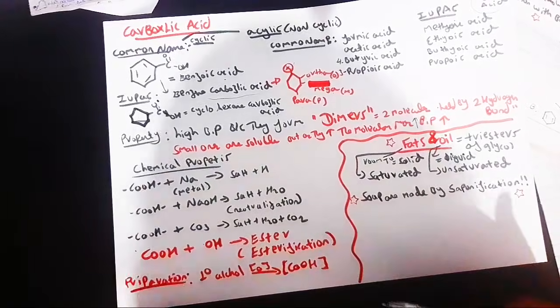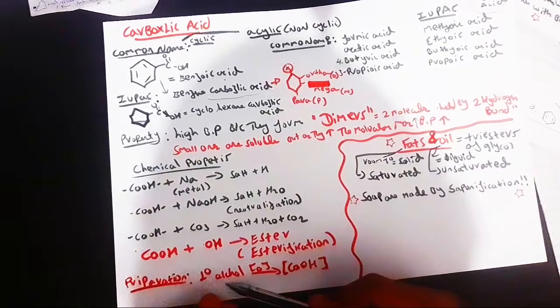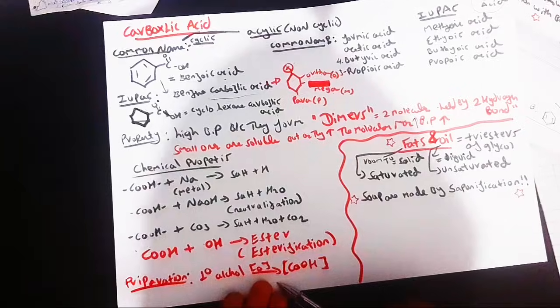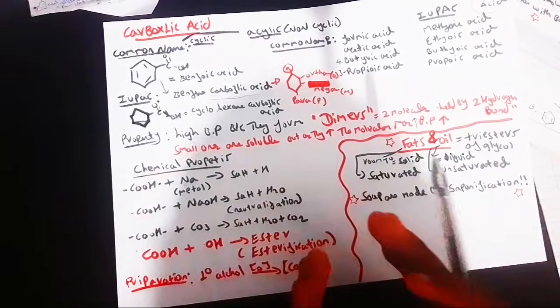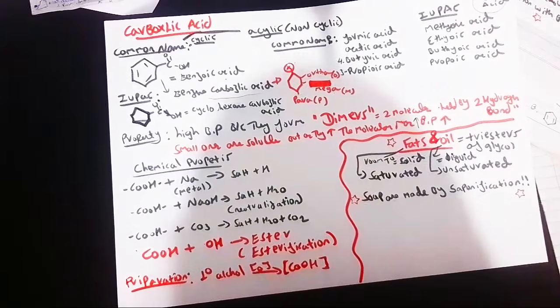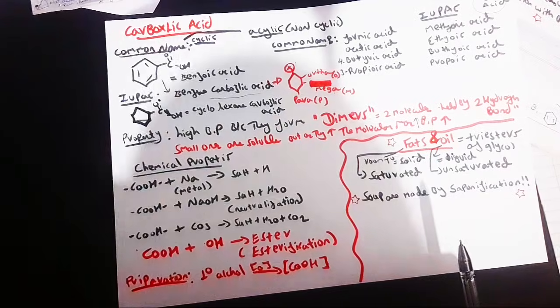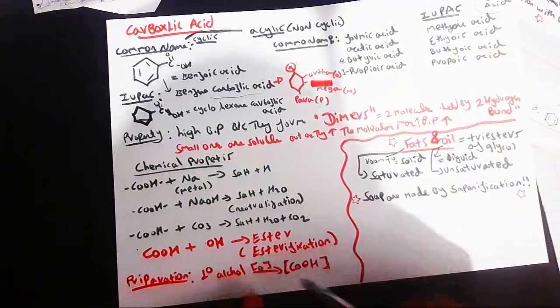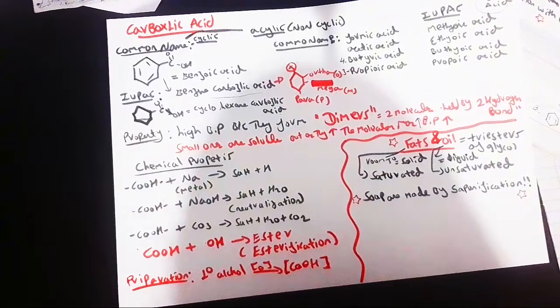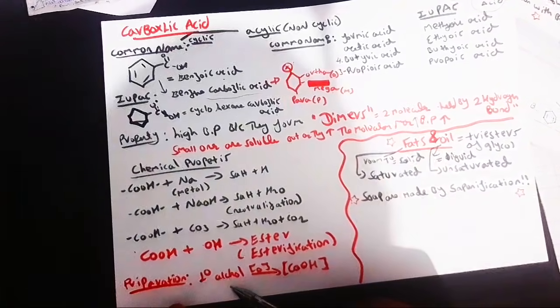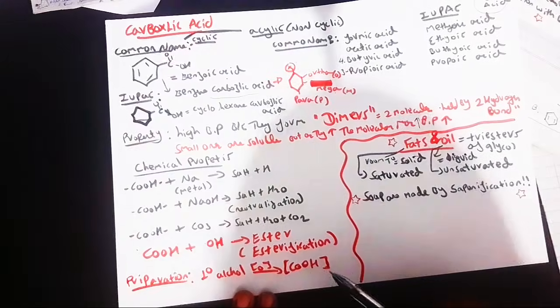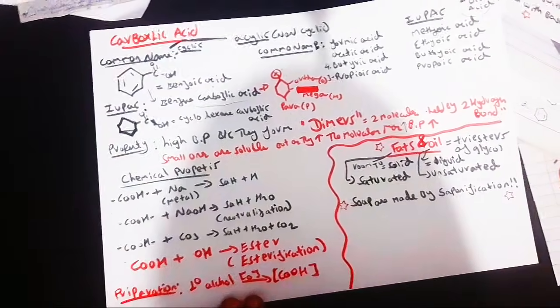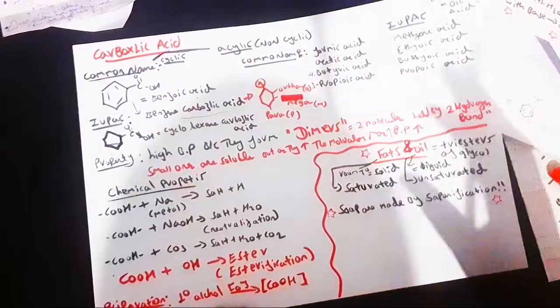The preparation is that when a primary alcohol is oxidized with a highly reactive catalyst, for example permanganate and sulfuric acid, because they need to be oxidized in highly oxidizing conditions, a primary alcohol oxidizes to give a carboxylic acid. And that's all for the functional groups.